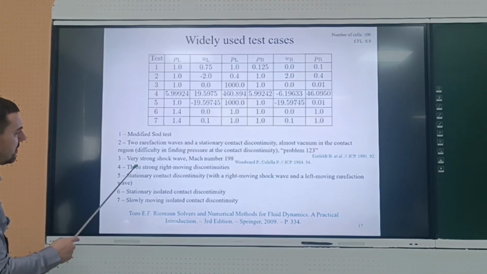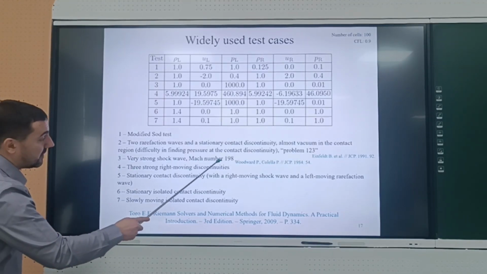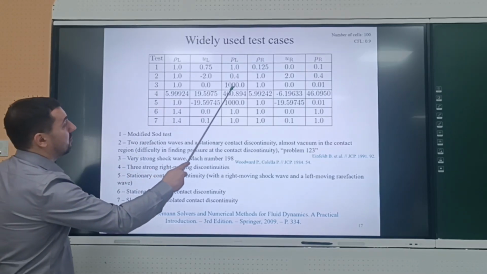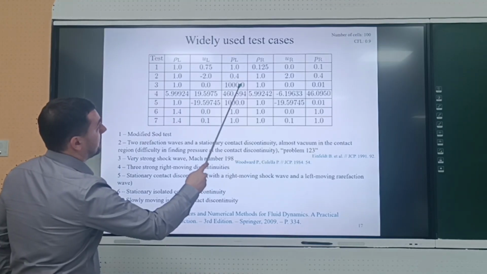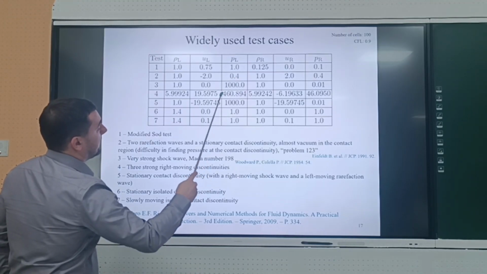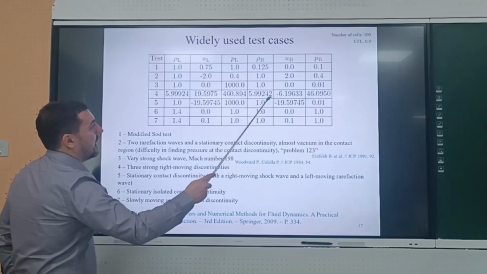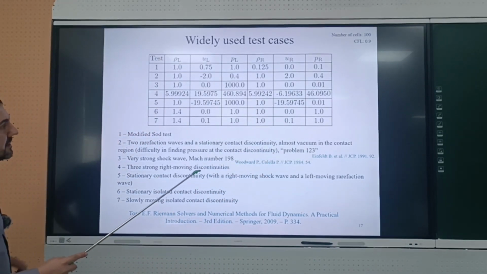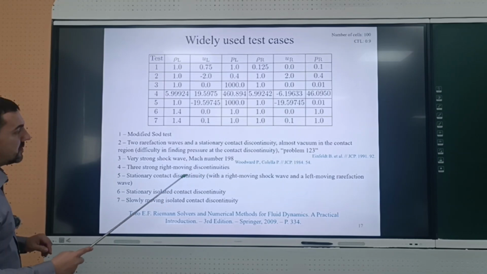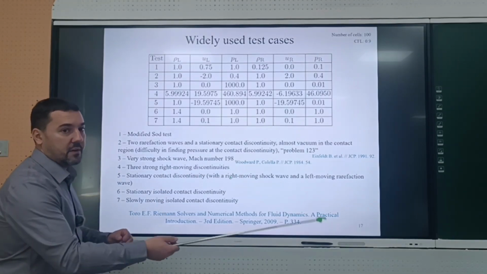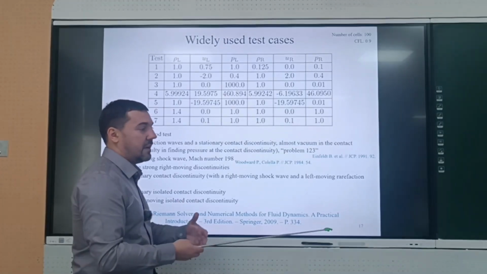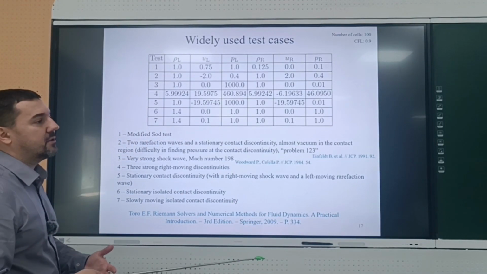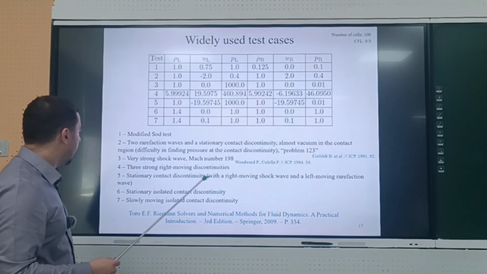The third test: a very strong shock wave. Mach number is 198. In the third test, you have a huge gap in pressure. So PL equals 1000 and PR equals 100. So the gap is 10 to the 5. And that's why you have a very strong shock wave. It's a way to check the robustness of your numerical method.